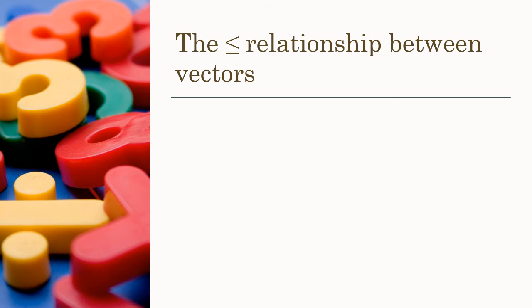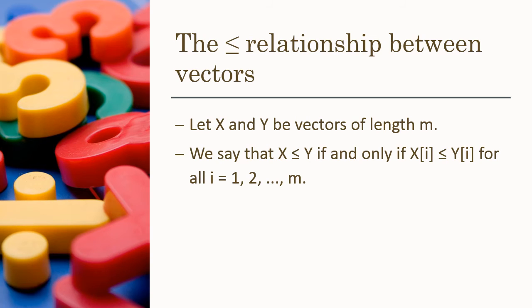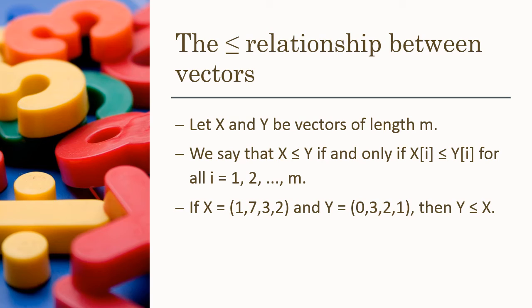Let us define the less than or equal to relationship between row vectors. Let x and y be vectors of length m. We say that x is less than or equal to y if and only if xi is less than or equal to yi for all i. If x is 1, 7, 3, 2 and y is 0, 3, 2, 1, then y is less than or equal to x. How? Look at their corresponding elements. In y, 0 is less than 1, 3 is less than 7, 2 is less than 3 and 1 is less than 2. So y is less than or equal to x.